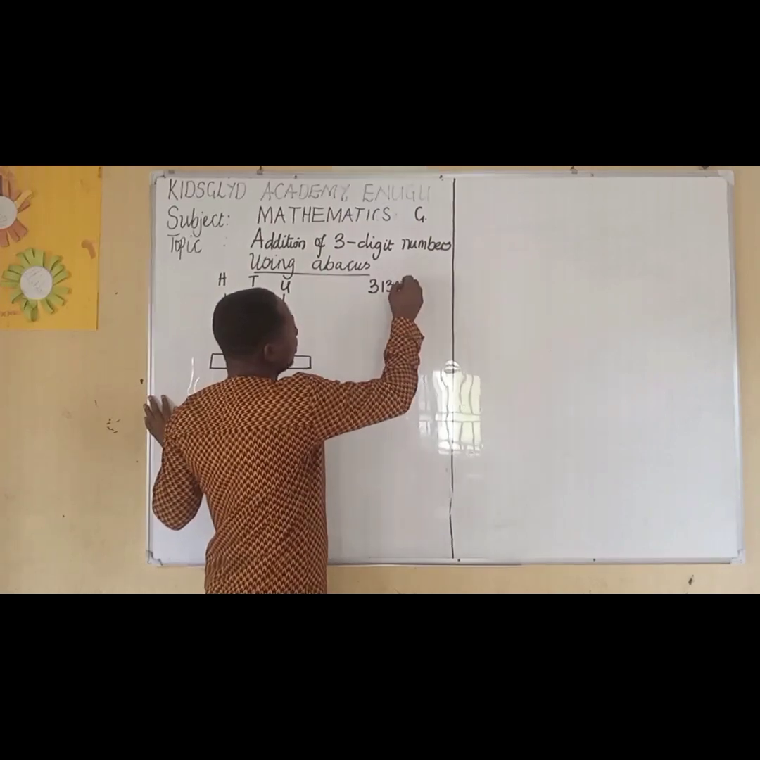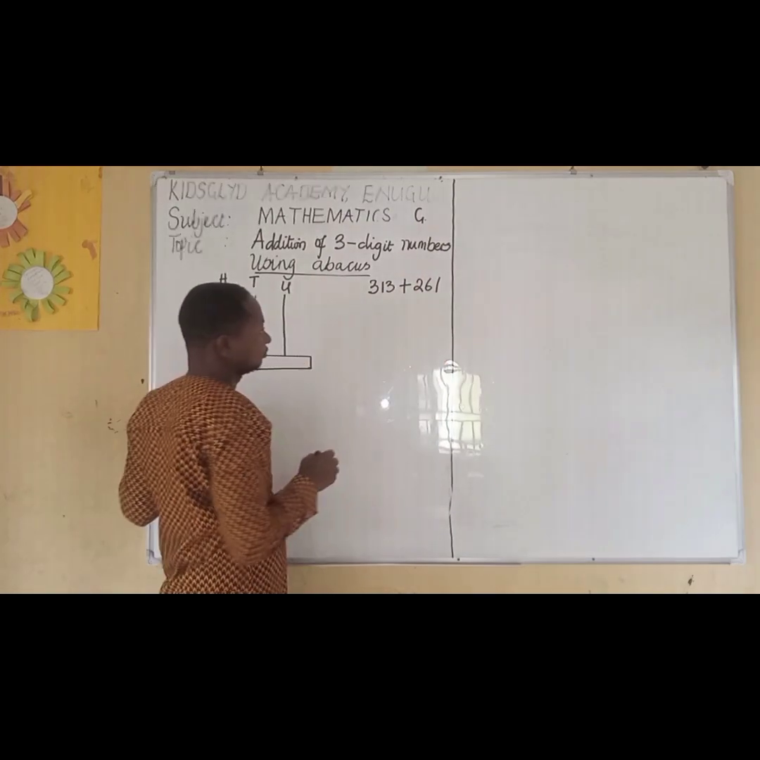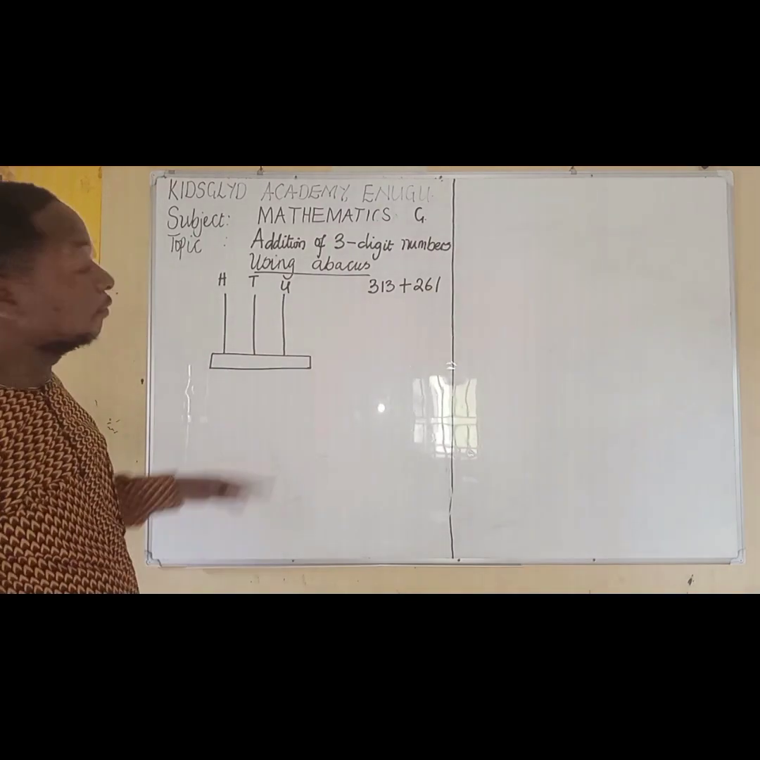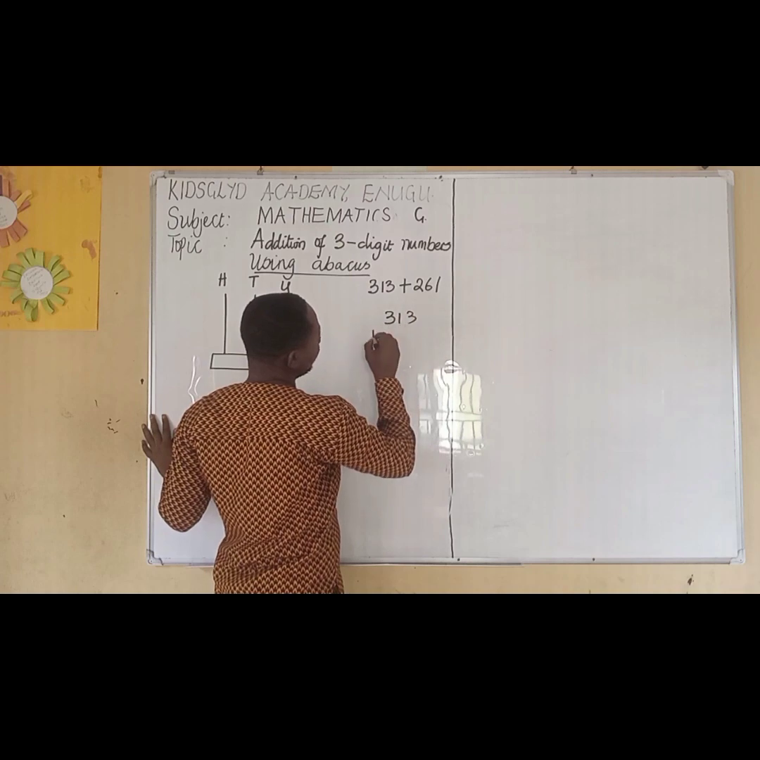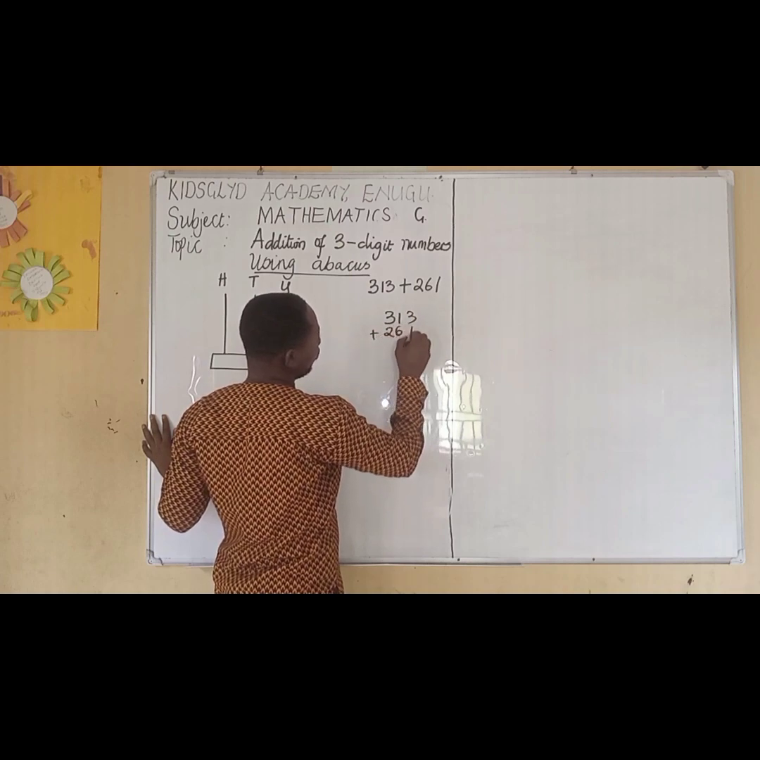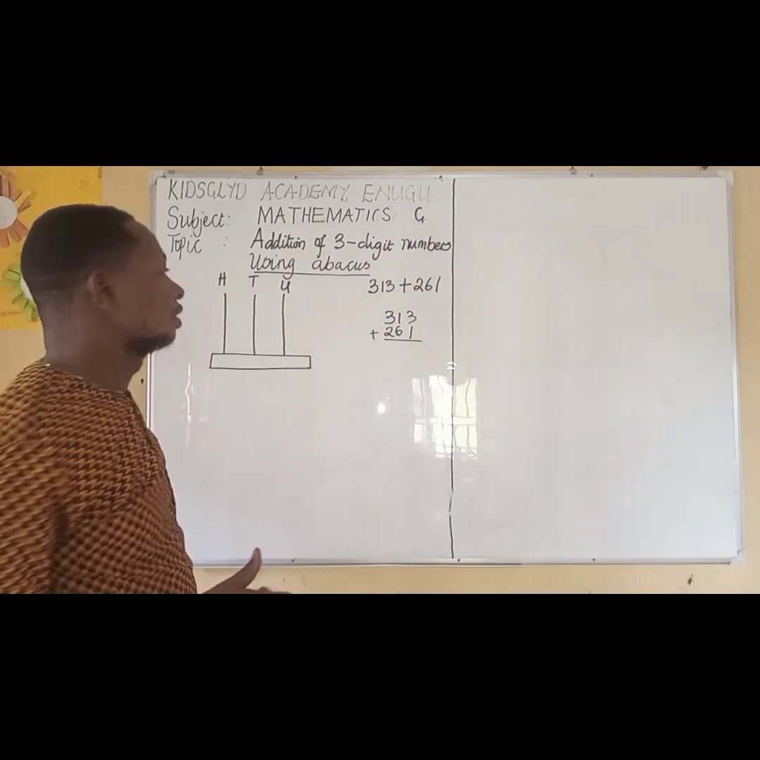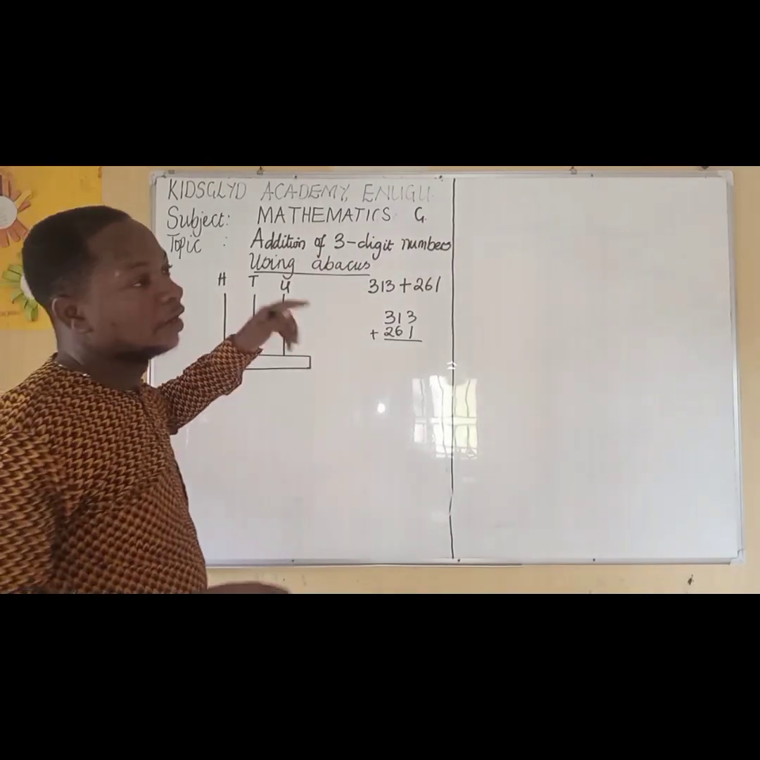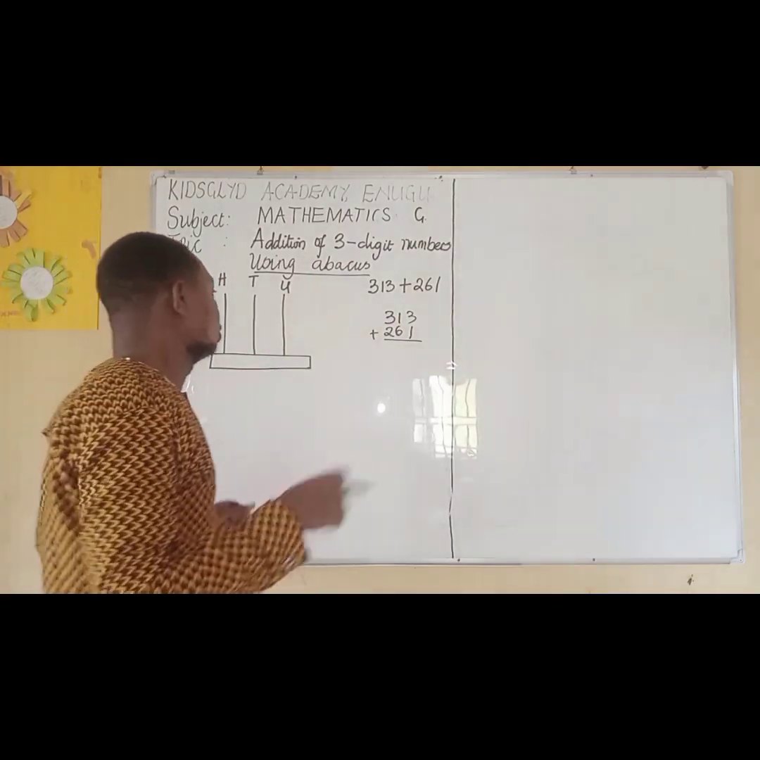So, for example, if you are asked to add 313 and 261, some people find it difficult. Some will tell you, okay, 313 plus 261. We have done both expanded form and column method of adding numbers. That's the last thing we did. But today we are seeing how we are going to use an abacus to add them.